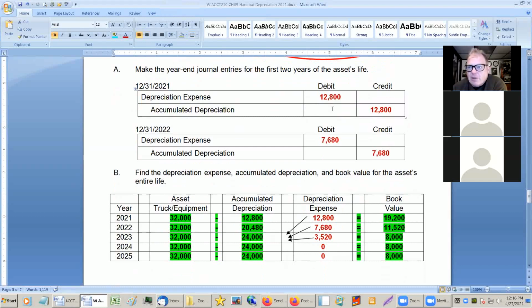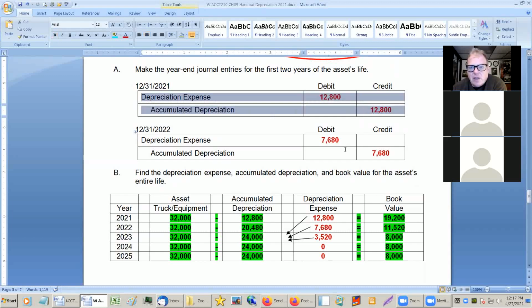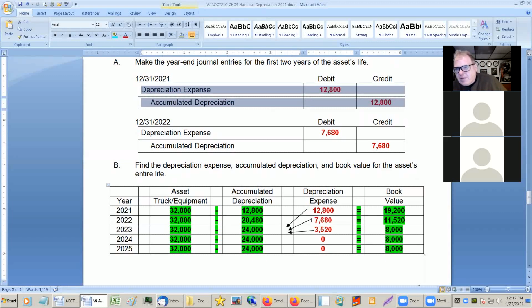So you hear about paper losses, that they really didn't pay any cash. Depreciation is one of them. So there is no cash here. And you get to write it off. So having this method for taxes, well, it's a pain in the butt. But it is good.